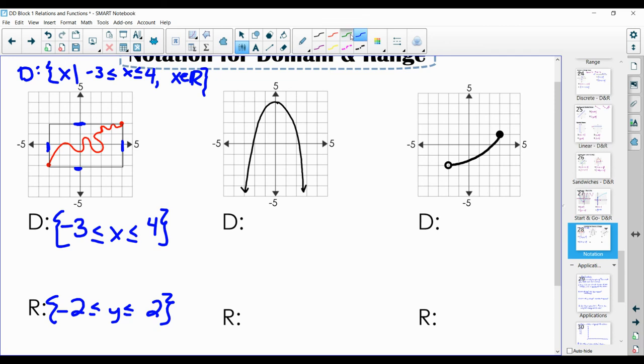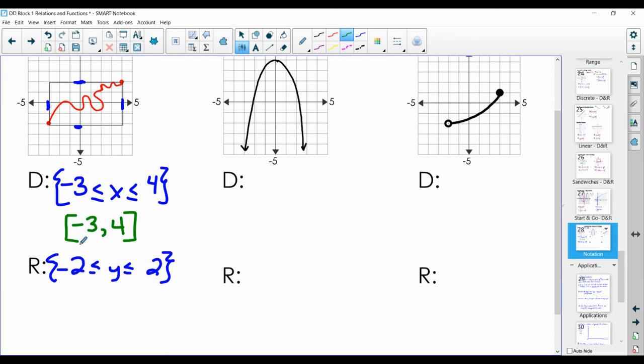Now, if I want to write this information out using interval notation, I'm going to still be thinking about my low bound and my high bound. So my low bound is -3. My high bound is +4. So I write -3, 4, and then I look to see what my dots are. These are both closed dots, so that means these are going to be square brackets. For my range, my low value was -2. My high bound was +2, and again, square brackets.